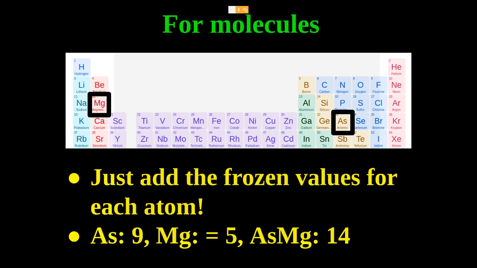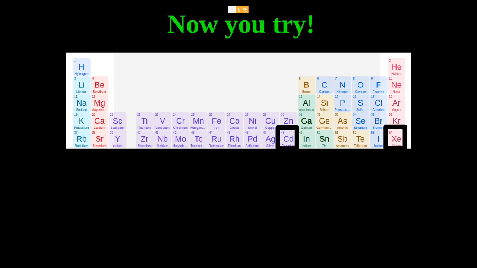So for molecules, again, there are many conventions, but the default convention in a lot of software is to just add the frozen values for each atom. So for arsenic, we have 9. For magnesium, we have 5. So if we were to make a molecule where we have arsenic and magnesium bound together, we would have 14. So now you try it. We have cadmium and xenon. What should be the frozen value for this molecule?